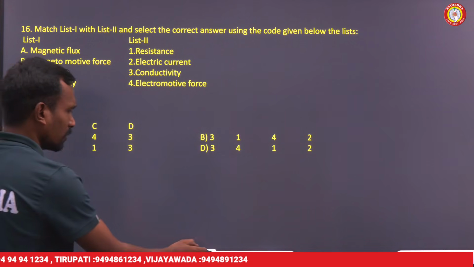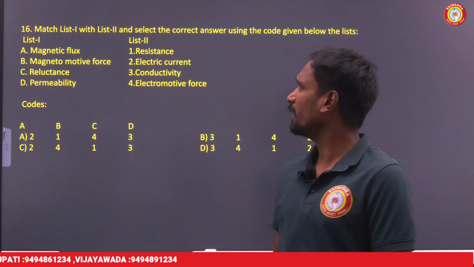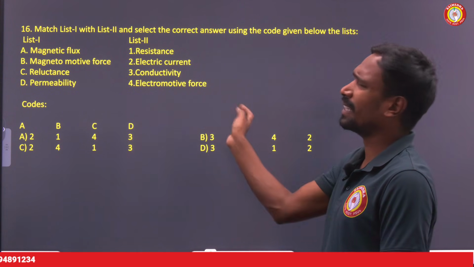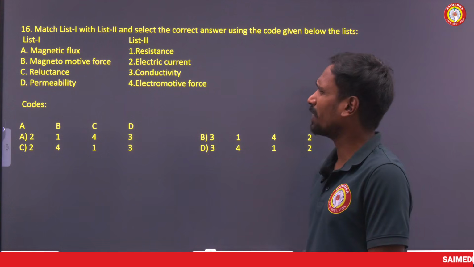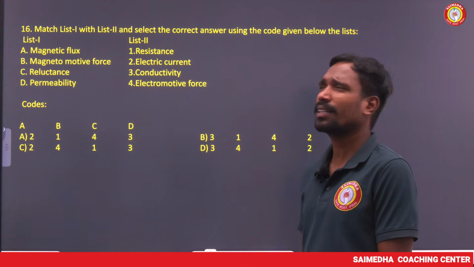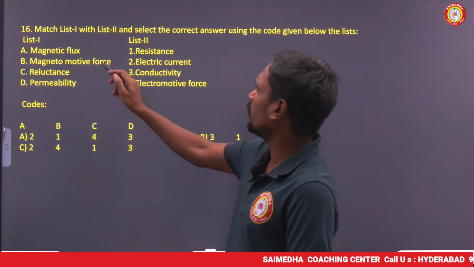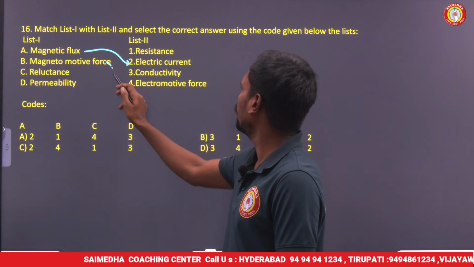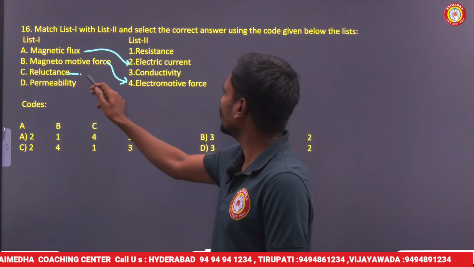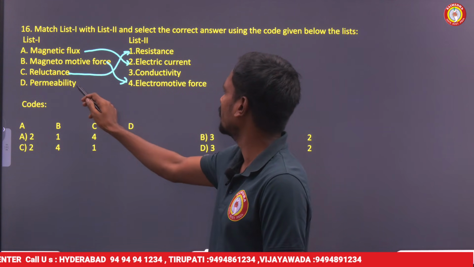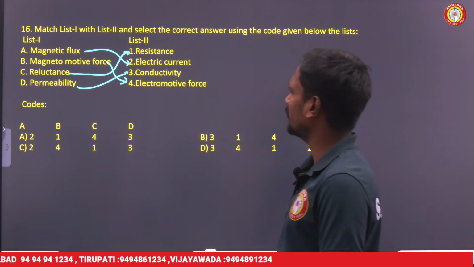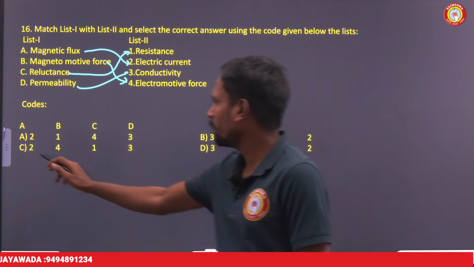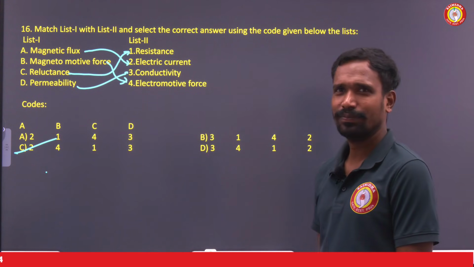Next question. Again, this is a match the following. Magnetic flux. Electrical and magnetic analysis, what we call analogy, which are similar. In magnetic circuits, magnetic flux is similar to current. Magnetomotive force is similar to electromotive force. Reluctance is similar to resistance, and permeability is similar to conductivity. So A2B4, this will be the correct answer.